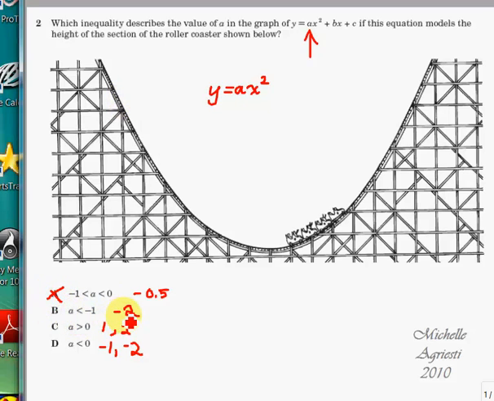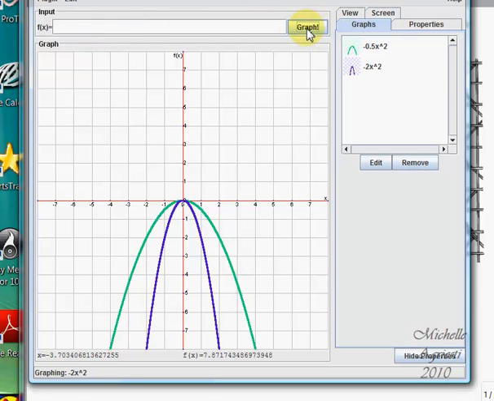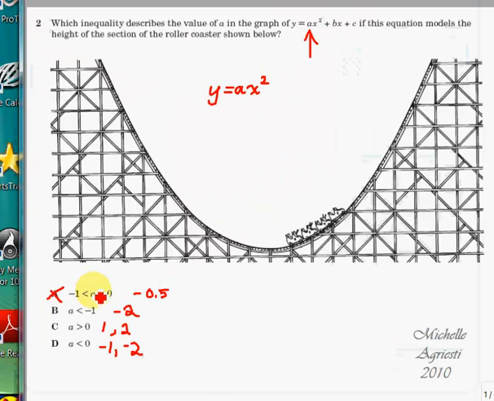So for the next one we'll use a to be -2. So we'll do -2x raised to the second power. And again, we get a parabola. It's more narrow than the last one, but it still opens down, and we don't want it to open down, so that one is out.